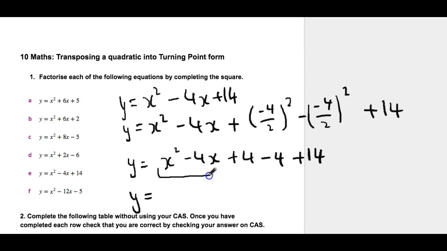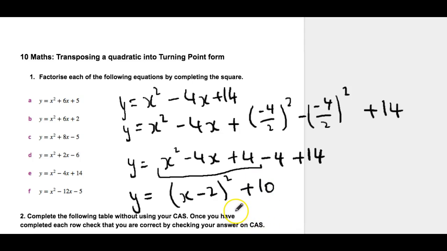Now, these first 3 terms become a perfect square. This number in here, which is negative 2. Okay, so remember that it had to be a negative. So that negative has to follow to here because that has to be a negative here. And when you think about it, 2 numbers that multiply to give you 4. So negative 2 times negative 2 give you positive 4. And 2 numbers have to add together to give you negative 4. So negative 2 minus 2 is negative 4. And then negative 4 plus 14 gives you positive 10.